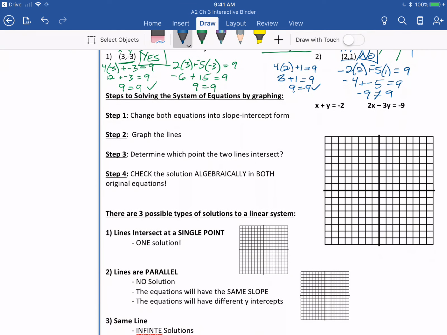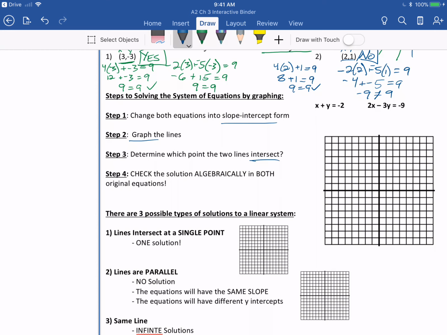So here we go. Steps of solving systems of equations by graphing. I'm not going to spend a whole lot of time on this because this isn't really that bad, but it's got step-by-step instructions out for you here. We're going to graph both these lines, so we're going to change them both into slope-intercept form. We're going to graph them, and then we're going to determine which point these two lines intersect.